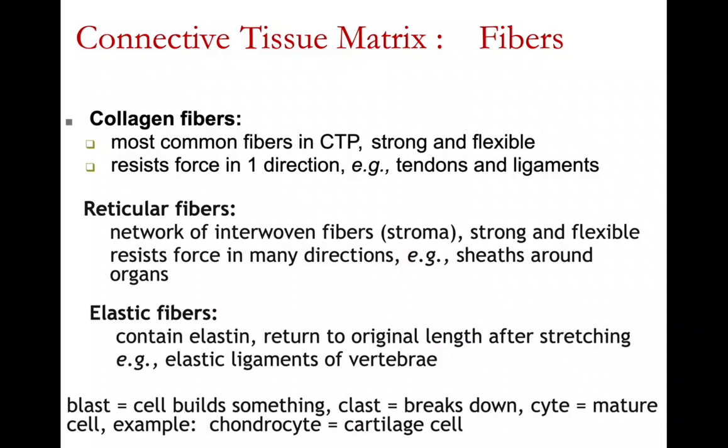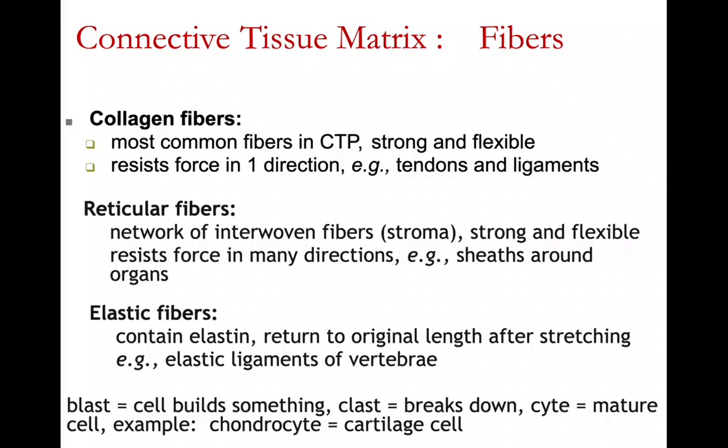As for the fibers, collagen fibers are the most common in connective tissue proper. They're strong and flexible, but they resist force in just one direction. You have a lot of these in tendons and ligaments, which is what gives them their strength. Reticular fibers make a network of interwoven fibers, or stroma. They're strong and flexible, and they resist force in multiple directions. These form sheaths around organs.